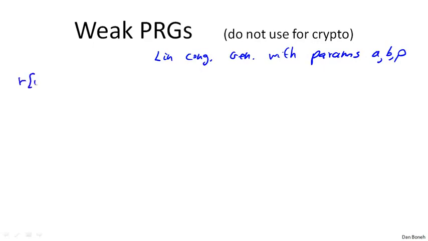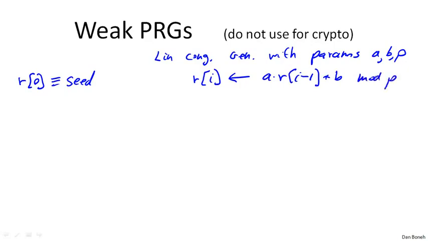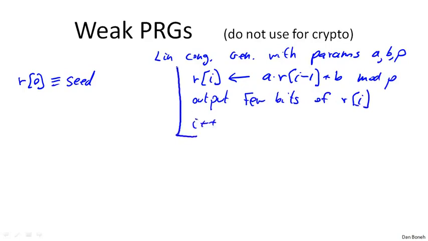Essentially, I'll say R0 is the seed of the generator. And then the way you generate randomness is you iteratively run through the following steps. You compute A times R of i minus 1 plus B, modulo P. Then you output a few bits of the current state, a few bits of Ri. Then, of course, you increment i, and you iterate this again and again.